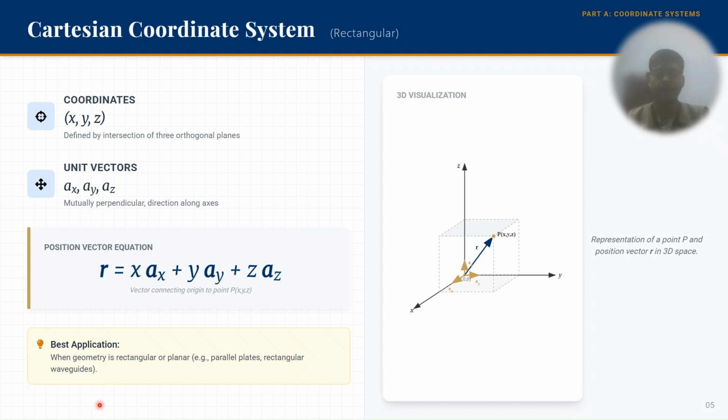Where can we apply this rectangular coordinate system? We can apply it to rectangular or planar geometries, for example, parallel plates and rectangular waveguides. You may not have known about rectangular waveguides yet. Whenever you study this subject in the transmission line part, there is a rectangular waveguide section. There, to solve the problem, we have to apply the Cartesian coordinate system.